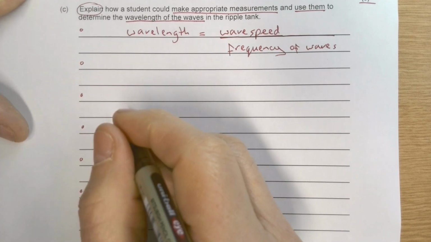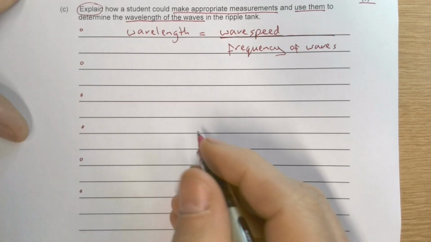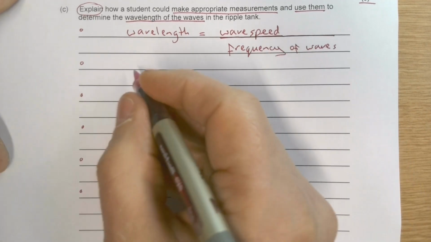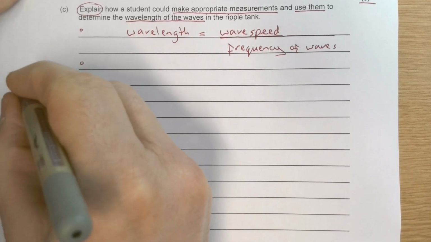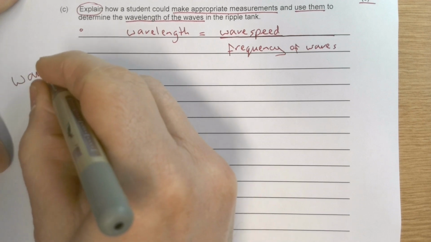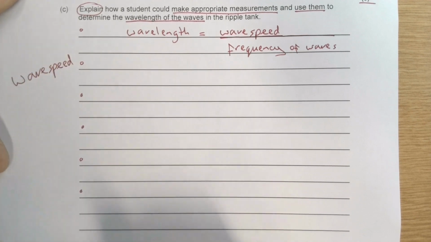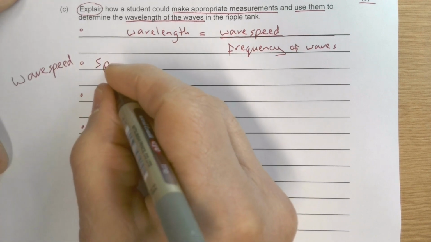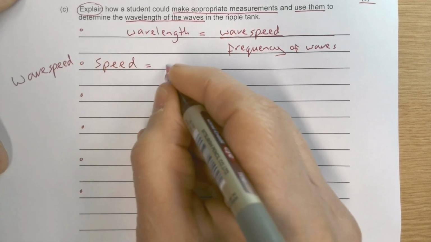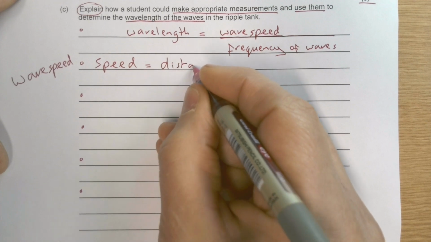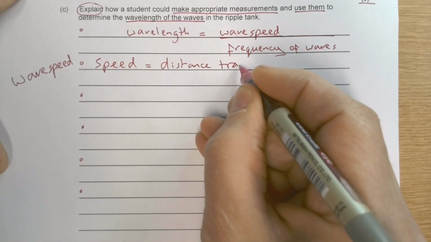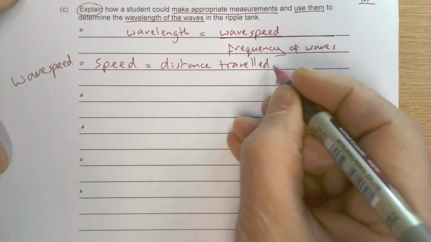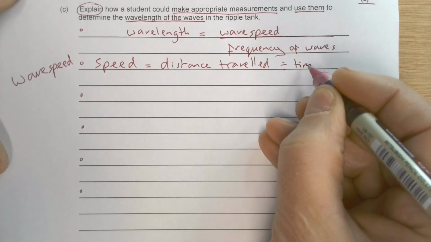So the first thing we can do, so I might put a heading here, the first thing is I'm going to find the wave speed. Okay, so how do you find speed? So speed equals distance travelled divided by time taken.